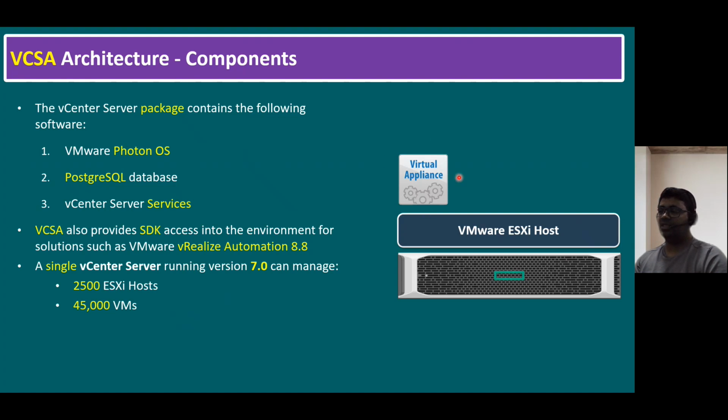But as we know, vCenter Server is a virtual appliance. This virtual appliance is nothing but a pre-configured virtual machine. Pre-configured means that inside the virtual appliance, we already have an operating system and applications. And this operating system is the Photon OS. The vCenter Server package contains the following software. One is Photon OS, that is the component here. And the application is nothing but the vCenter application.